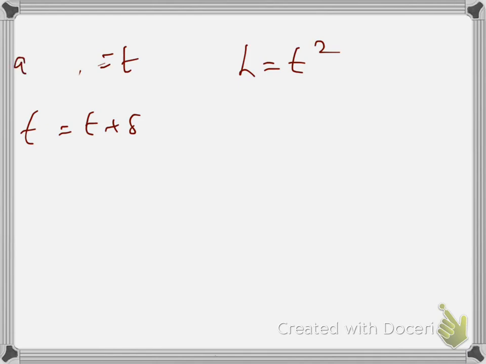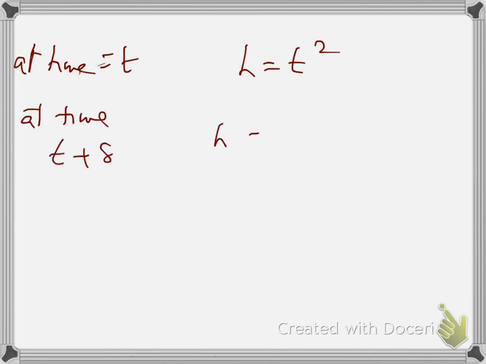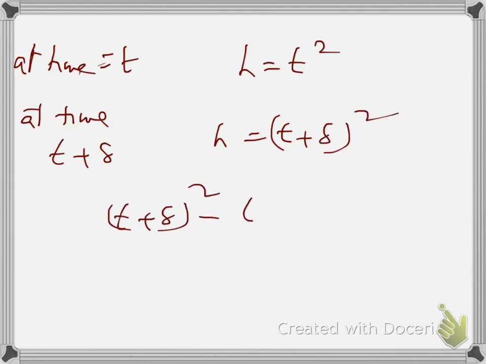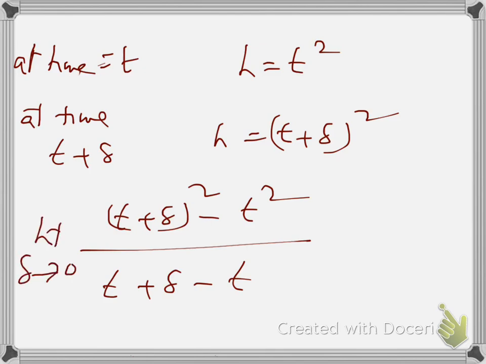So at time t seconds, height is t square. At time t plus delta, new height is t plus delta whole square. So average growth rate is change in height, final height minus initial height, by change in time, final time minus initial time. This is average growth rate. To make it growth rate, what you should do? Limit delta tends to 0. This you have to calculate.